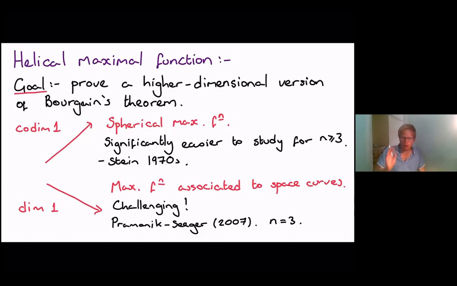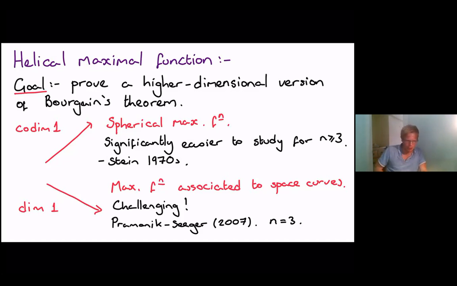We can go down the codimension 1 route, which means we take the circular maximal function in the plane and generalize this to spherical maximal functions in high dimensional Euclidean space. However, it turns out that these spherical maximal functions, when you're averaging over hypersurfaces, are significantly easier to study in higher dimensions than the circular maximal function. Indeed, the sharp range of boundedness for these operators was famously established by Stein in the 70s, some 10 years before Bourgain's circular maximal function theorem was proved. So that's not a very fruitful direction for us to go in now.